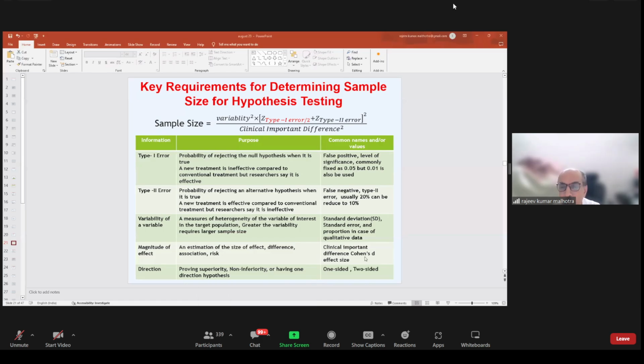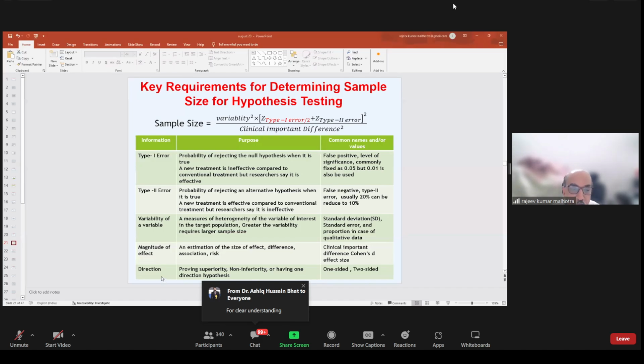Sometimes there are Cohen's d effect sizes, like in G*Power and others. They give the Cohen's d effect sizes there. They have mentioned that 0.2 is a small effect size, 0.2 to 0.5 is medium, and greater than 0.5 is large. If you have a large effect size, your sample size is small. If you have a small effect size, then the sample size is large. So these two things you have to take care of.